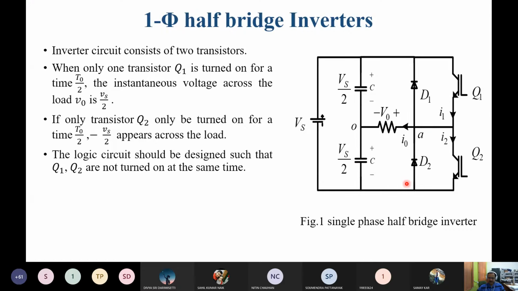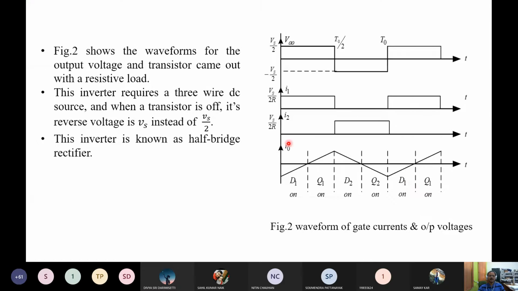Similarly here also. So D1 is carrying the negative current, Q1 and D2 carrying the positive current. This slope is constant, so L di by dt is constant. This voltage waveform will be a square wave, whereas the current waveform will be like this.